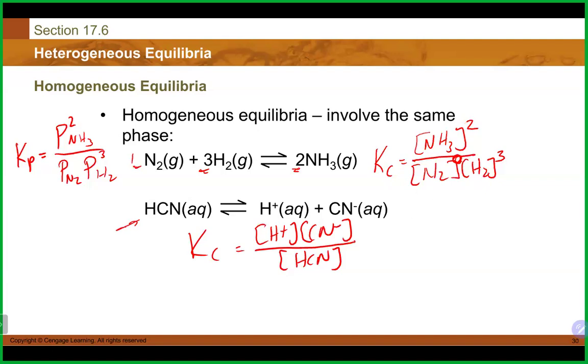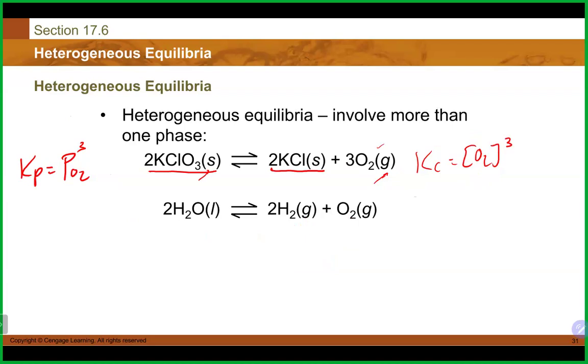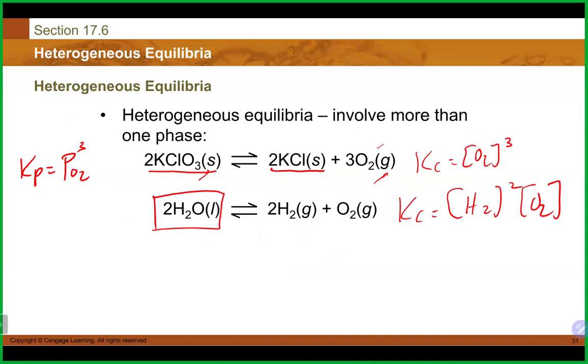Here on the bottom, we're going to go with our Kc is our H2 squared and our O2 to nothing. Once again, this is a pure liquid, so it will not be included. And again here, you could do a Kp because you do have some gases, so the partial pressure of H2 squared and our partial pressure of O2 in this particular case.